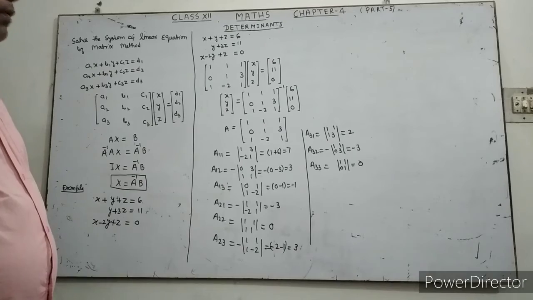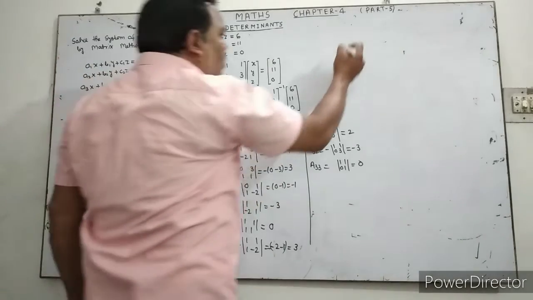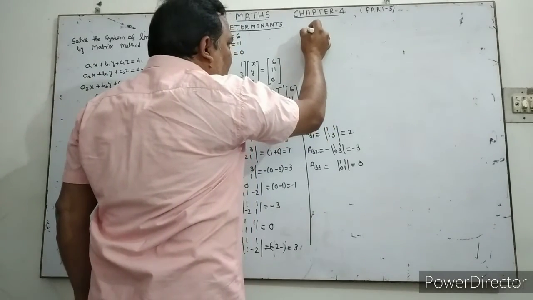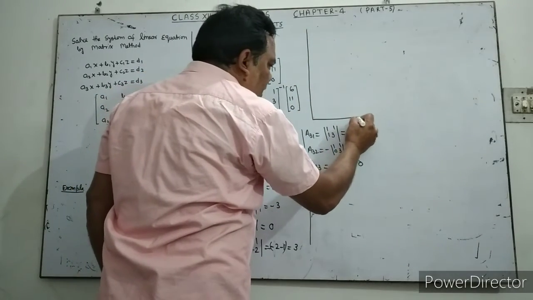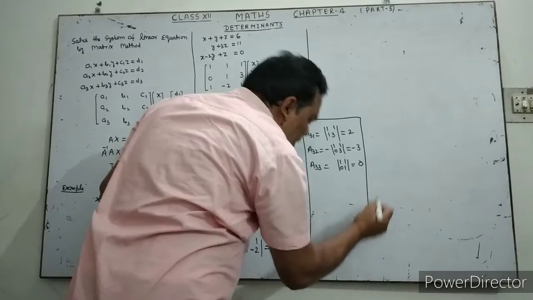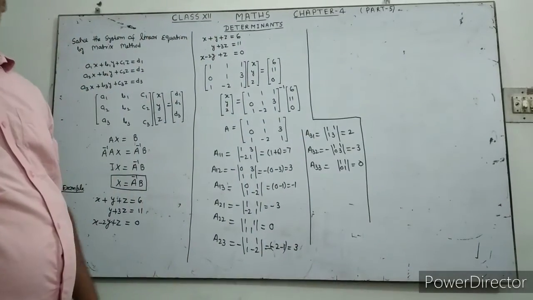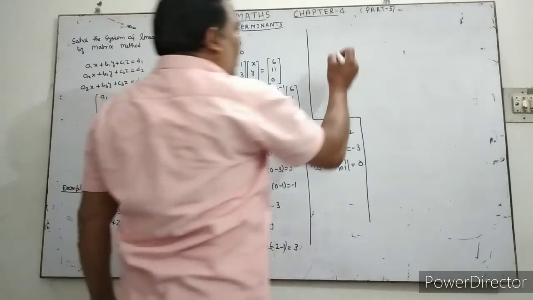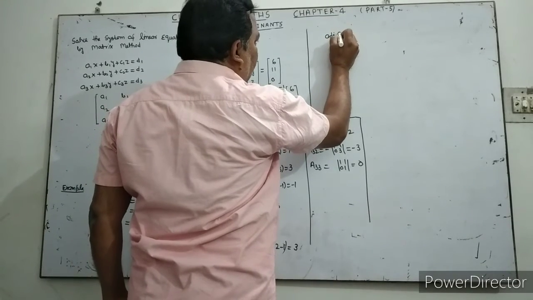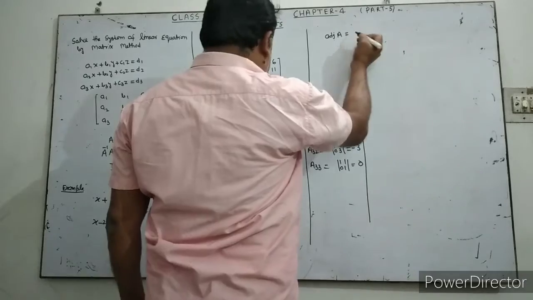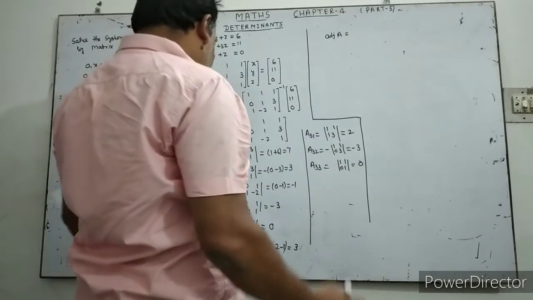Now I will find the adjoint A. What is the adjoint A? The adjoint of A is the transpose of the cofactors.